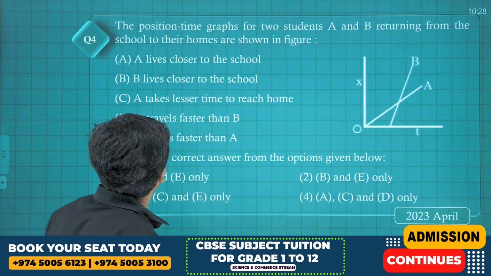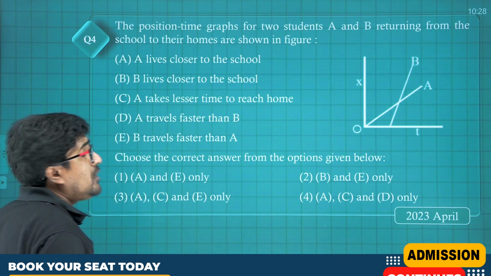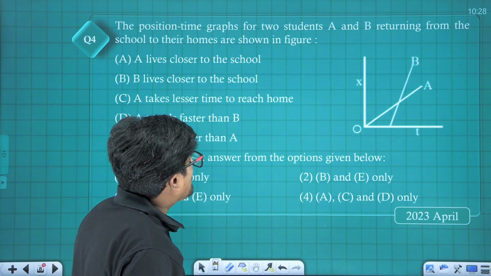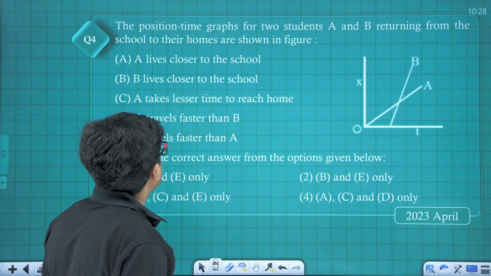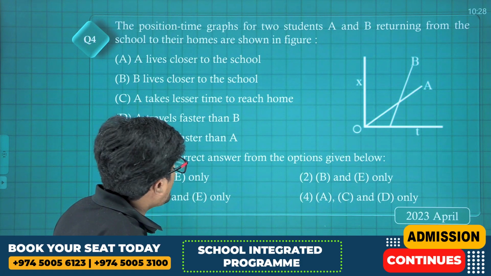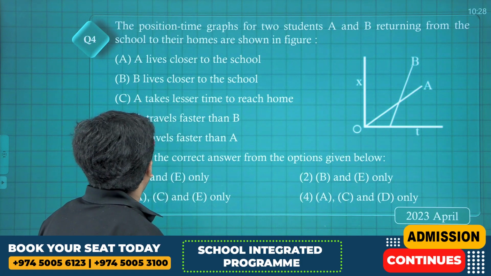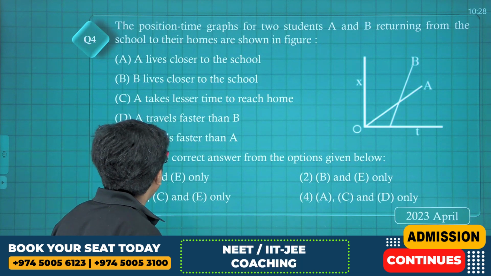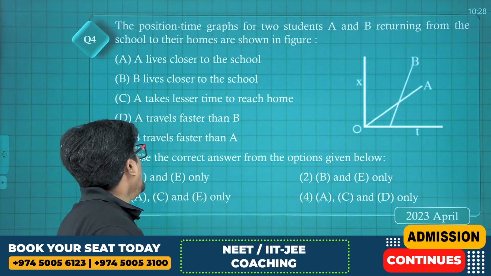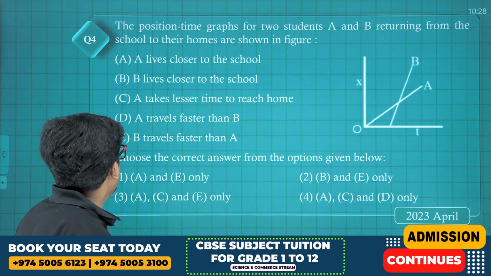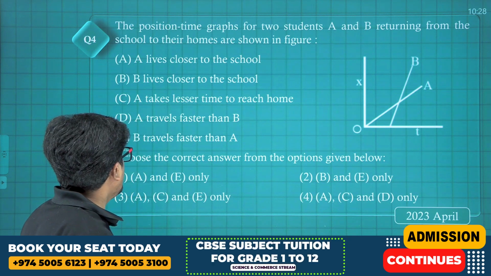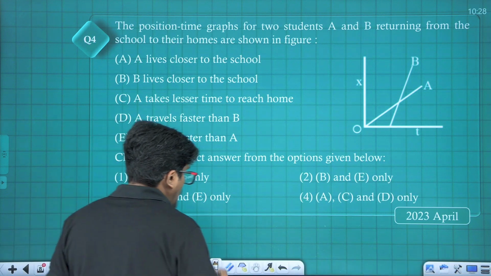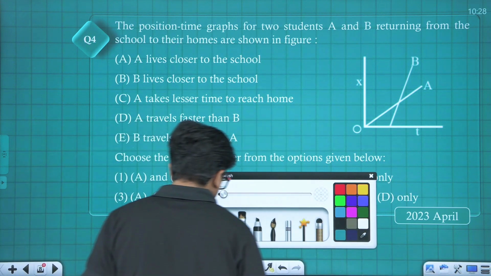So here comes the next, that is question number 4. The position time graph for two students A and B returning from the school to their home are as shown in the figure. Now options are: option A says A lives closer to the school, B lives closer to the school, A takes lesser time to reach the home, A travels faster than B, and B travels faster than A. 5 options are there.